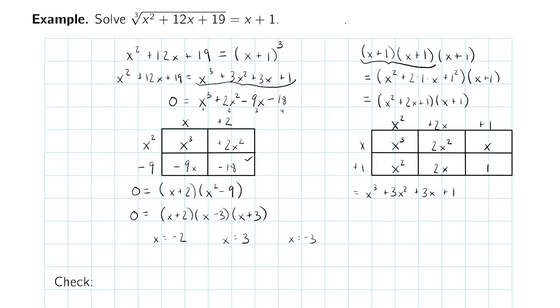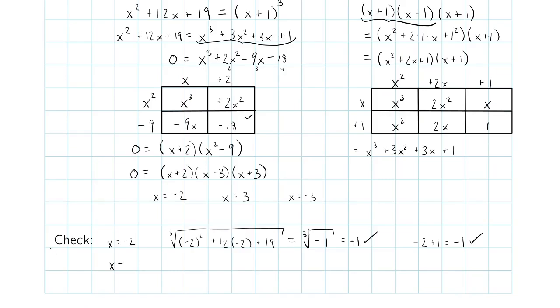To check, we want to see that each of these numbers works in the original equation. So for x is negative 2, we'll say third root of negative 2 squared plus 12 times negative 2 plus 19 equals the third root of negative 1, which is negative 1. Meanwhile, negative 2 plus 1 also equals negative 1. So x equals negative 2 really was a solution.